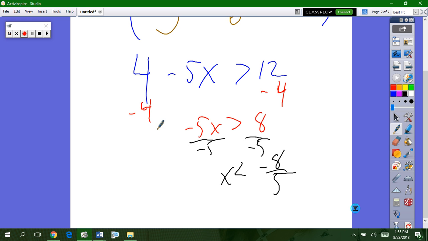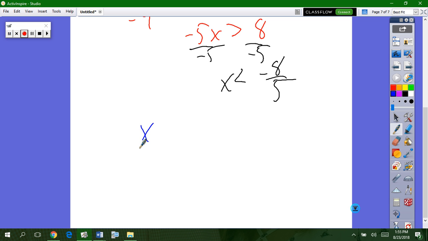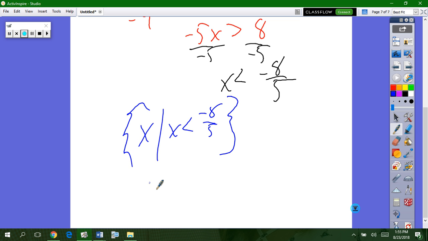Okay, here we go. So, once again, interval notation. X such that x is less than negative 8/5. Okay? On a number line.